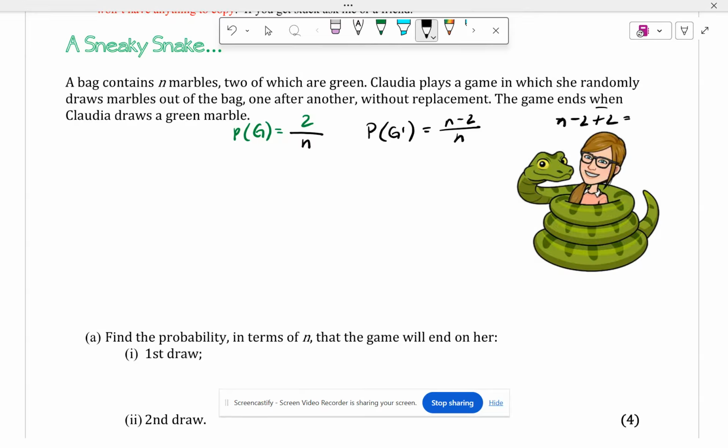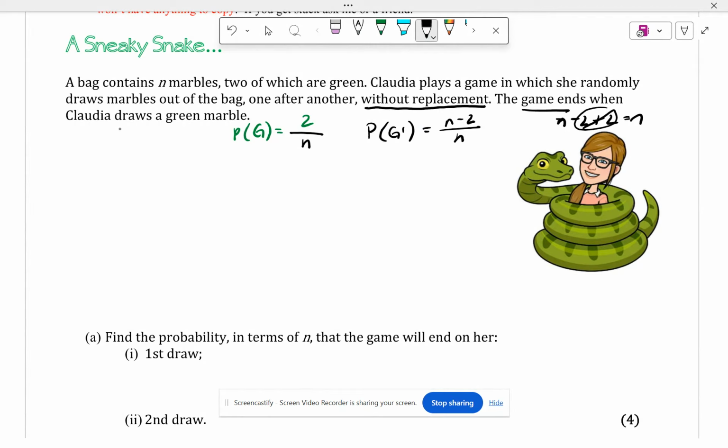Okay, so it says, Claudia plays a game in which she randomly draws marbles out of the bag, one after another, without replacement. Without replacement means what's going to happen to the denominators as you head down the tree? They're going to go down by 1, because of the one you picked before. The game ends when Claudia draws a green marble.